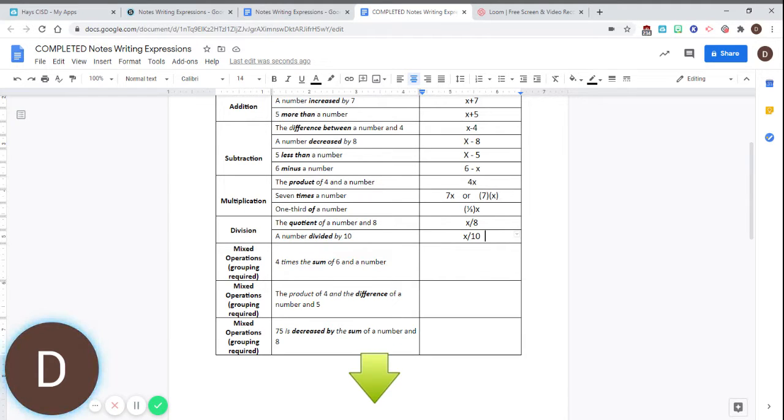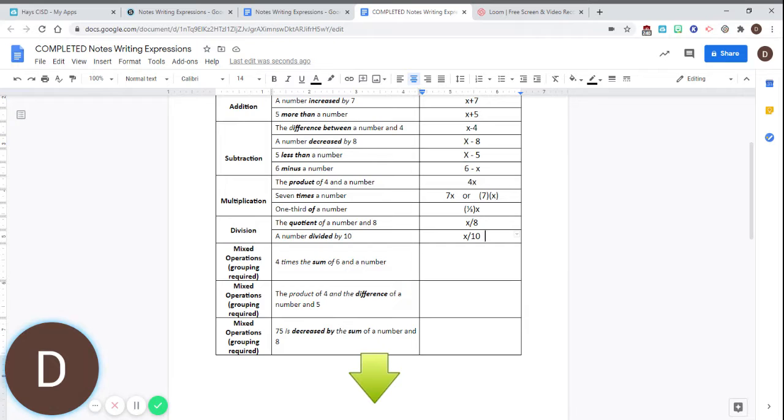The next one is where we get to some more of this Algebra 1 stuff that we're building towards, and we'll practice these. But here we have mixed operations. So we have to read really carefully because we're going to have more than one thing happening.